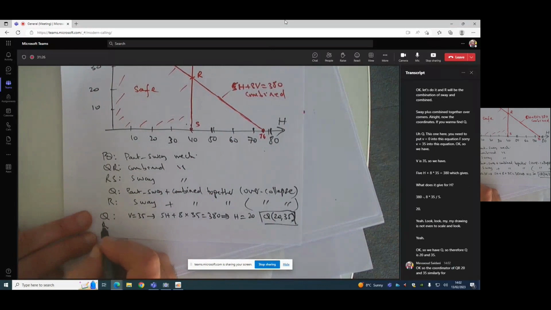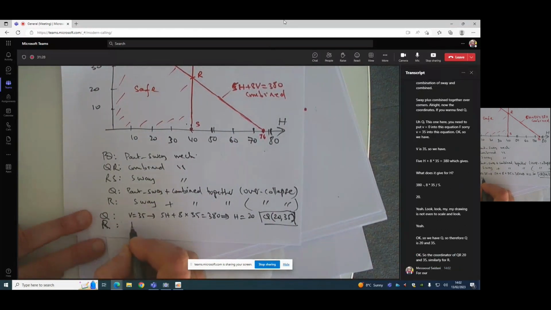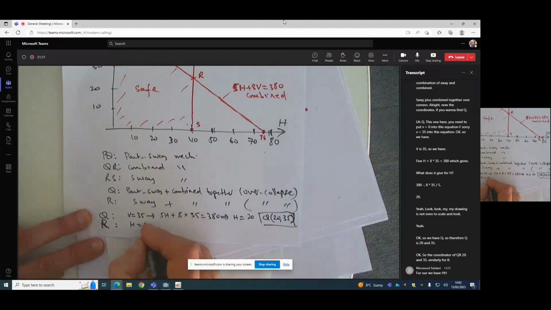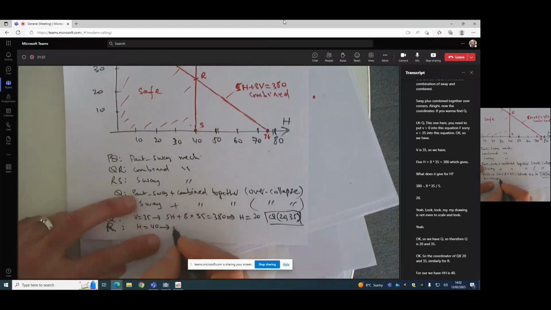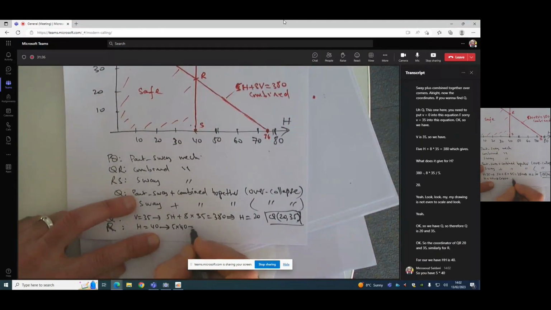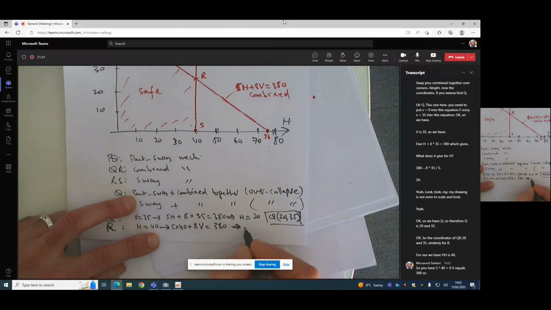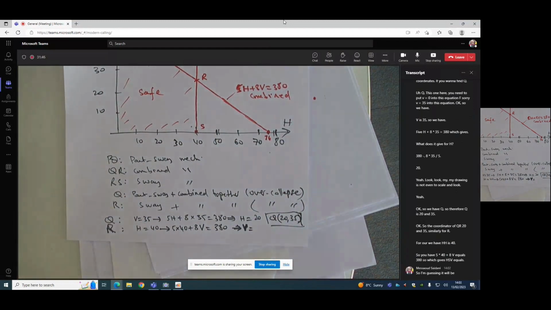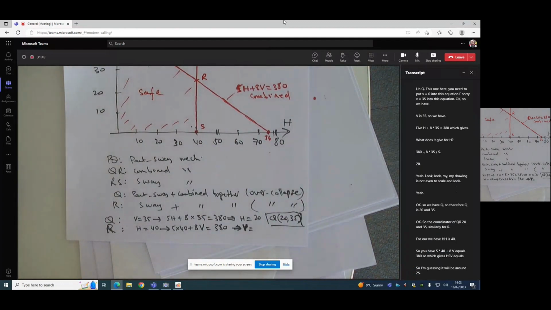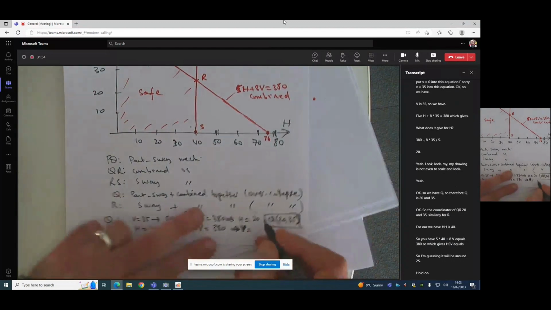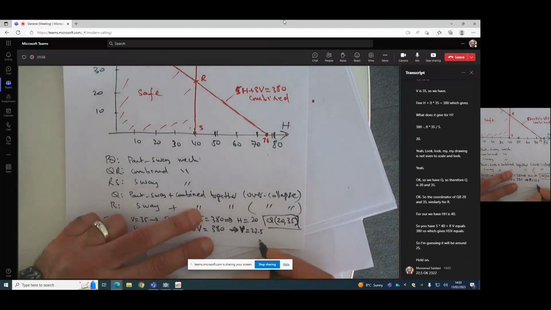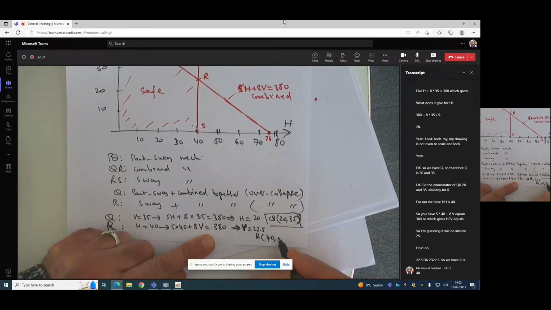Similarly for R, we have H is 40. So you have 5 times 40 plus 8V equals 380, which gives V equals, I'm guessing around 25, actually 22.5. So R is 40 and 22.5.